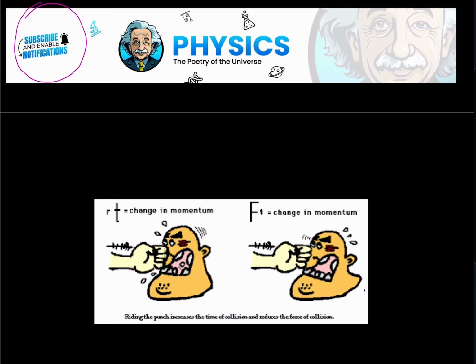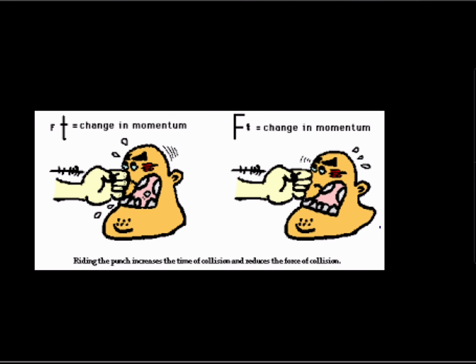So what is impulse in daily life? Impulse in daily life is the product of force and time. If someone punches you in the face, I hope this will not happen to you, what is the wise decision? You should not remain there.